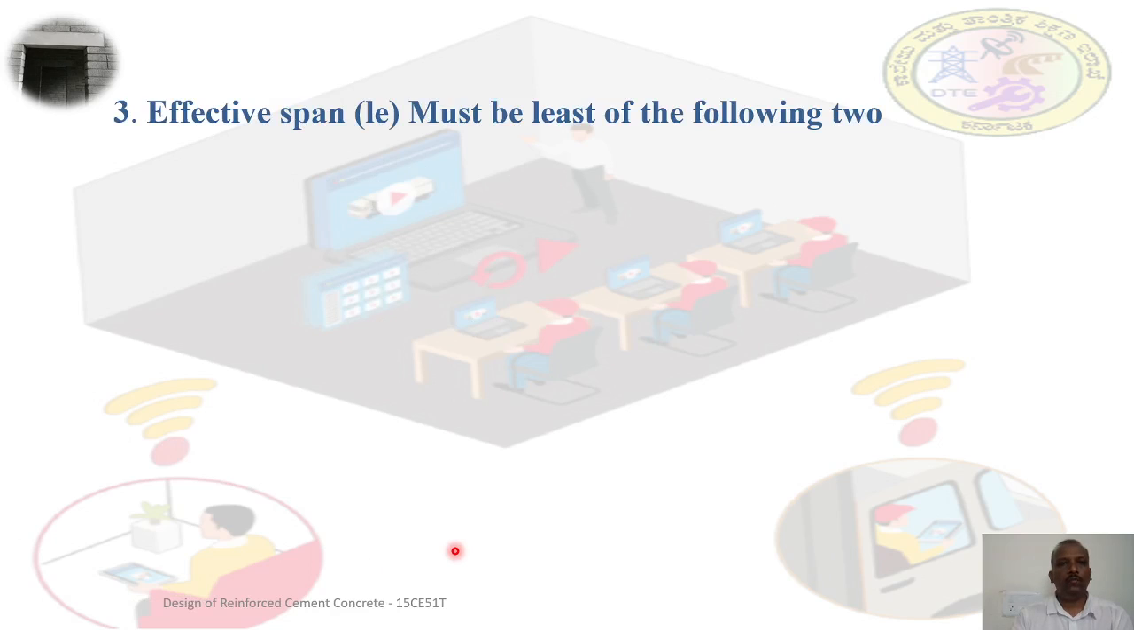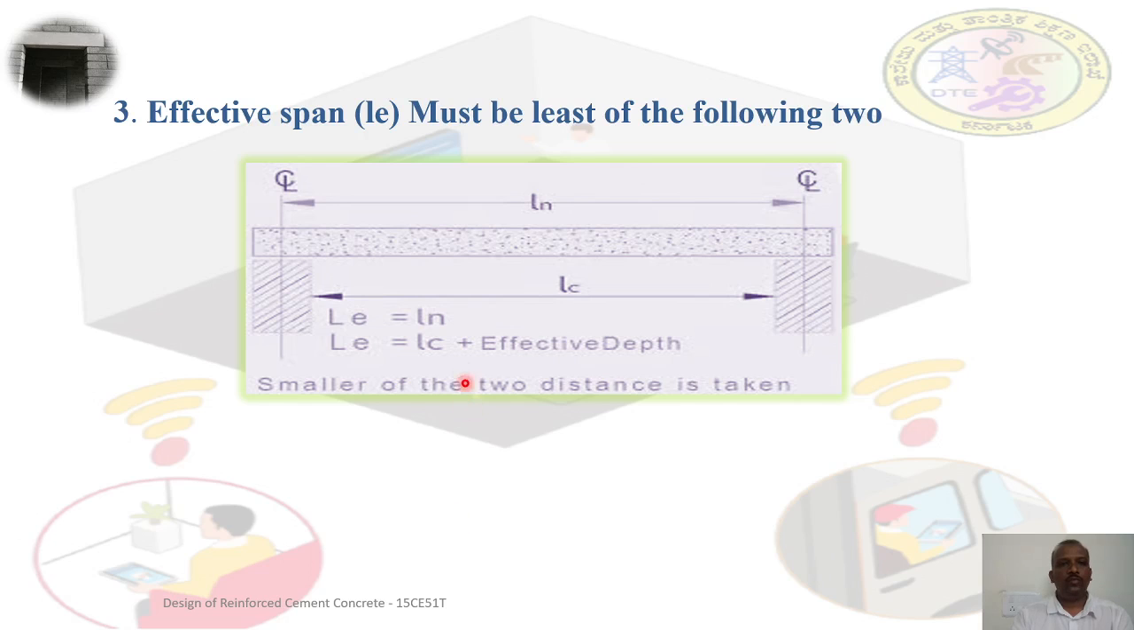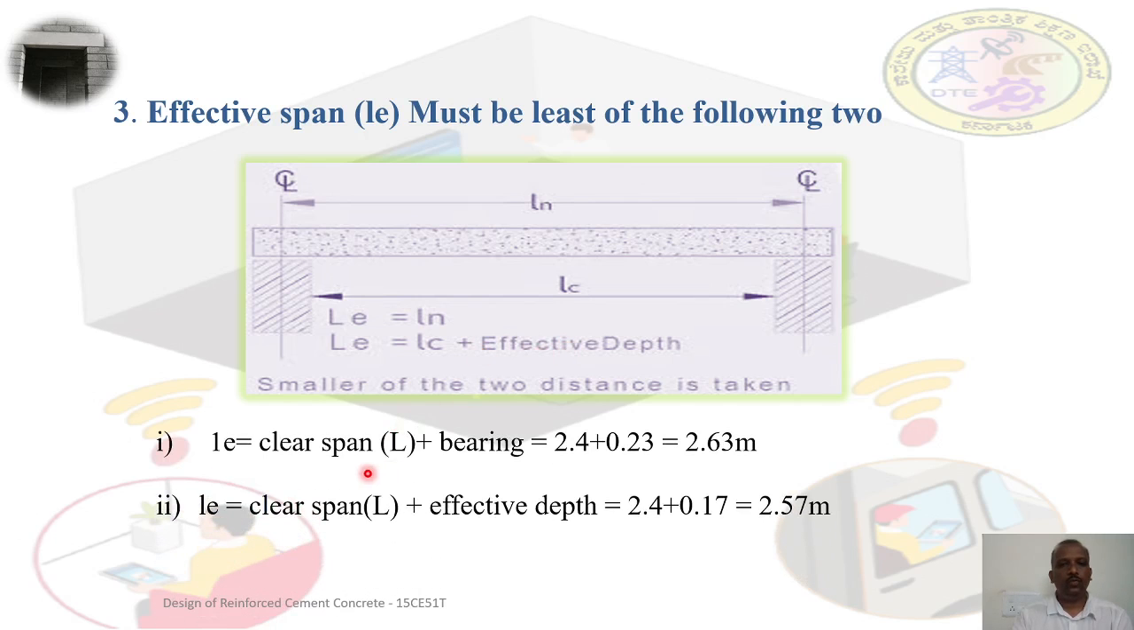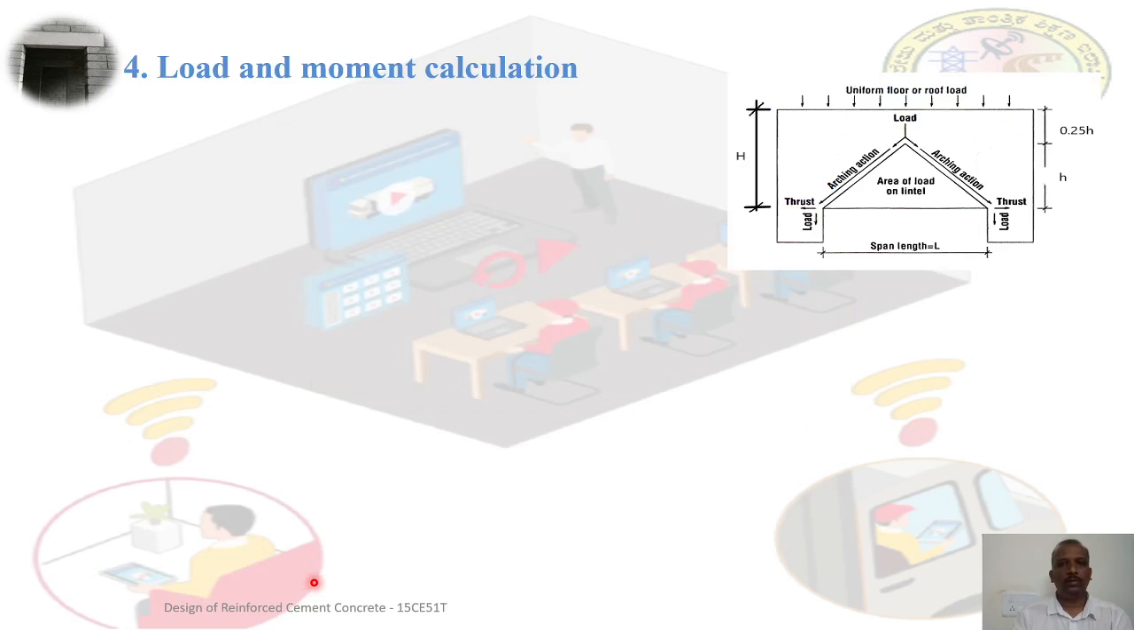Then we need to calculate the effective span. The effective span is equal to the center to center distance between the supports, or the clear span plus one effective depth. As per these two conditions, the clear span is 2.4 and the bearing is 0.23, so it will be equal to 2.63 meters. And the second one, clear span plus effective depth, is 2.4 plus 0.17, which is 2.57 meters. Comparing these two, whichever is less, the effective length is equal to 2.57 meters.